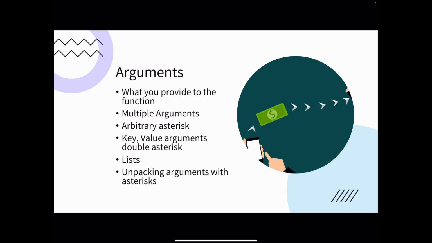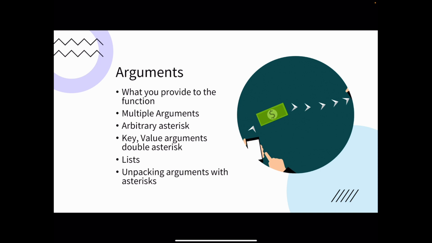Arguments. When we're defining a function, we're defining a block of code that needs to be used more than once. So arguments are things that you are actually passing into that function. A function does not have to accept arguments, but usually that is the whole purpose of creating the function.